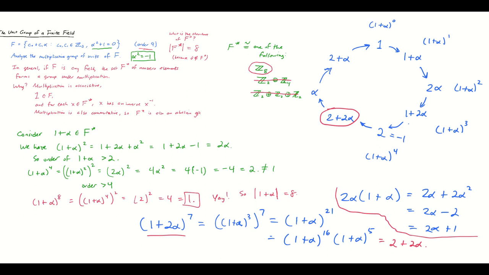Okay, one more thing before I end the video. In this video we showed that the unit group of a field of order 9, which has order 8, so that's this F star here, was cyclic. It turns out that's not a coincidence. It's not something that we even have to experiment to find out about a finite field. It turns out that for every finite field, the multiplicative group of units is cyclic. That's a theorem that we will prove later.